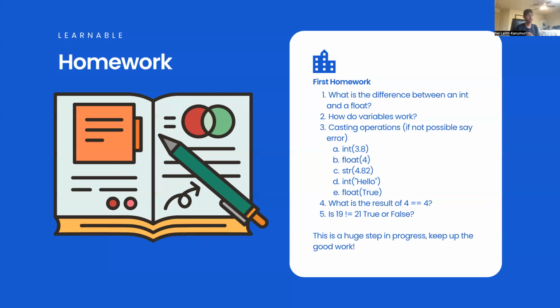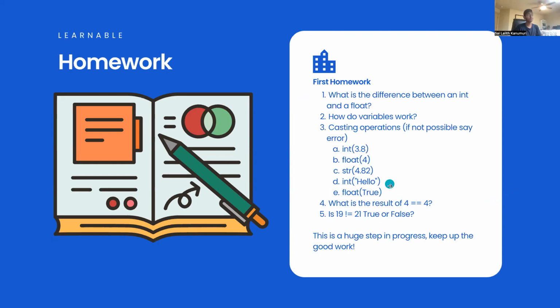What is the result of 4 is equal to 4? And is 19 not equal to 21 true or false? Remember, the double equals is basically comparing them. If you put the single equals, you'll basically be assigning 4 as 4. And here, the not equal to is basically the exact opposite of this. So I can just answer these for you, making your homework less.